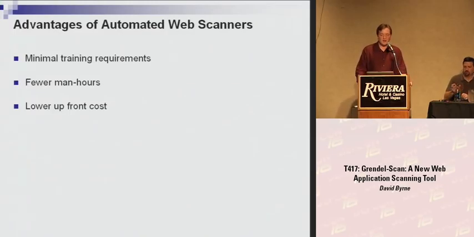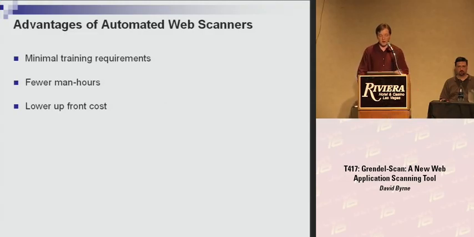So when comparing an automated web scanner with a manual penetration test, automated web scanners actually do have some advantages here. The first is that the training requirements are pretty minimal. It doesn't require a lot of application security specific knowledge to start a test. Also, the number of man hours is pretty few. Even if a scan takes several hours to complete, the scan can be started, and you can walk away and come back, usually to a finished report.